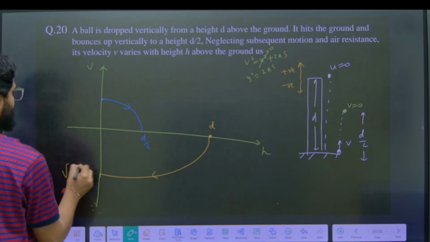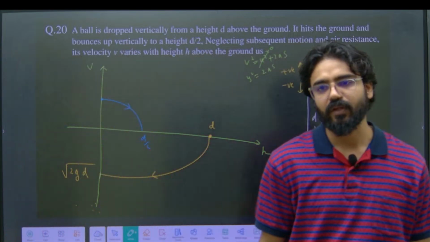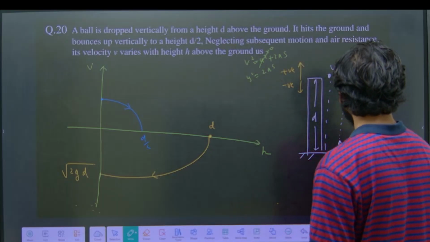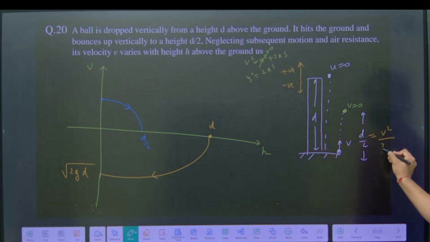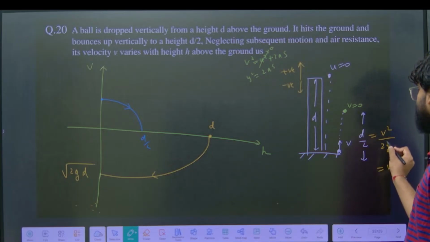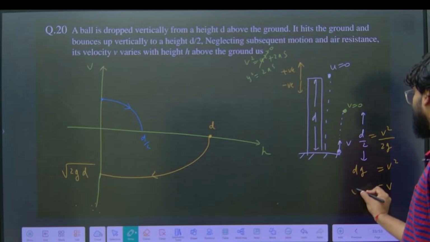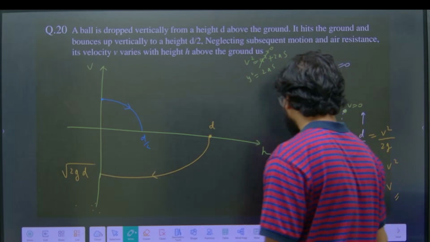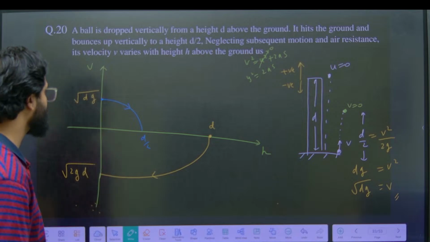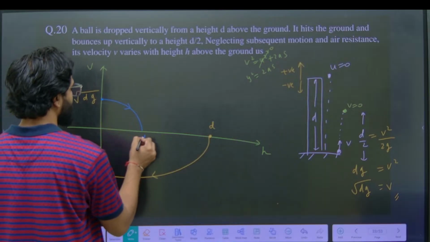The magnitude of this is under root 2gd. And over here, if this is h max, we can write it as u square upon 2g. So again we can work out this velocity, and it is nothing but under root gd. So this velocity initially will be under root gd. So this is the curve. Yes or no, guys?